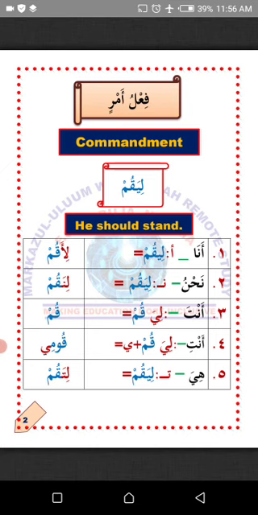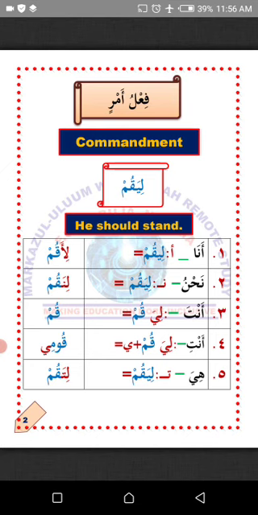Number two. Nahanu, we. So how do we change the verb liyakum to suit nahanu? All you need to do is to detach yaun and attach nunun. So the verb liyakum will now become linakum, which means we should stand.